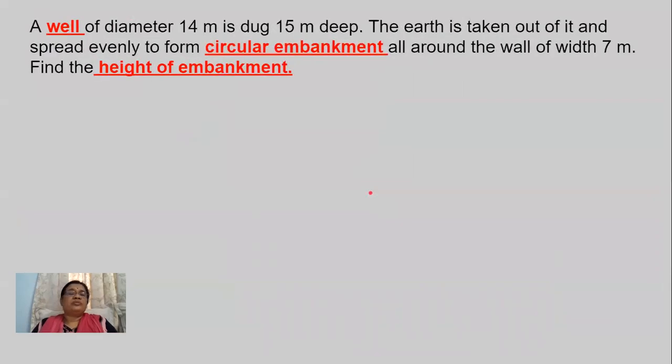One more problem. Here in this one, I'll explain. A well of diameter 4 meters. The diameter of the well is given. How much is it? 4 meters is dug 15 meters deep. So the mud is dug from the well. How much depth has it dug? 15 meters. The earth is taken out of it and spread evenly to form a circular embankment.